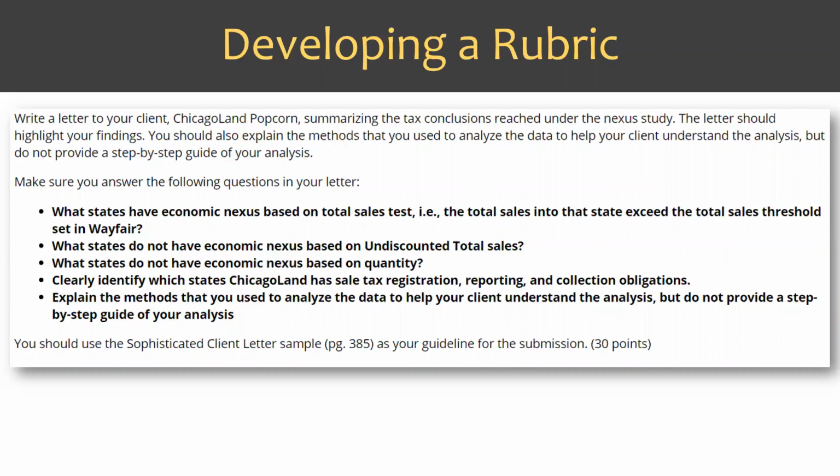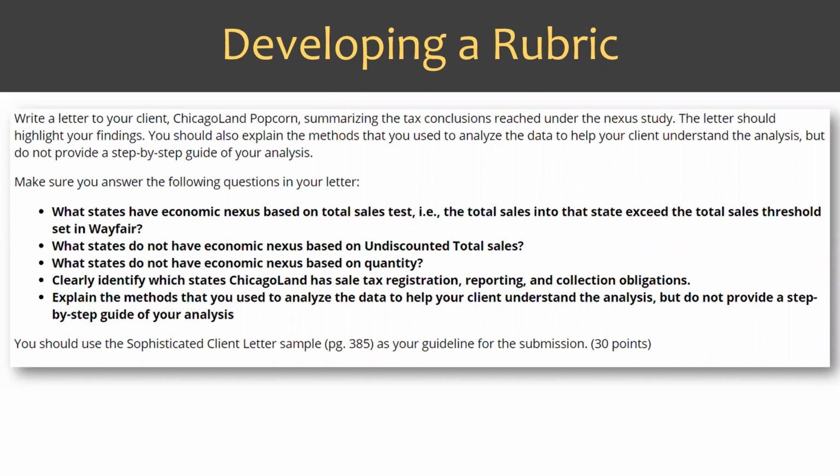Economic nexus based on total sales, economic nexus based on undiscounted total sales, economic nexus based on quantity, identifying which states you have sales tax obligations in, and then explaining the methods that you use to analyze the data. But in addition to that, I also want to grade them on a variety of other things. This is a letter, so I need to grade them not only on the correct answer, but I also want to grade them on things like format and spelling and grammar, overall clarity of the writing.